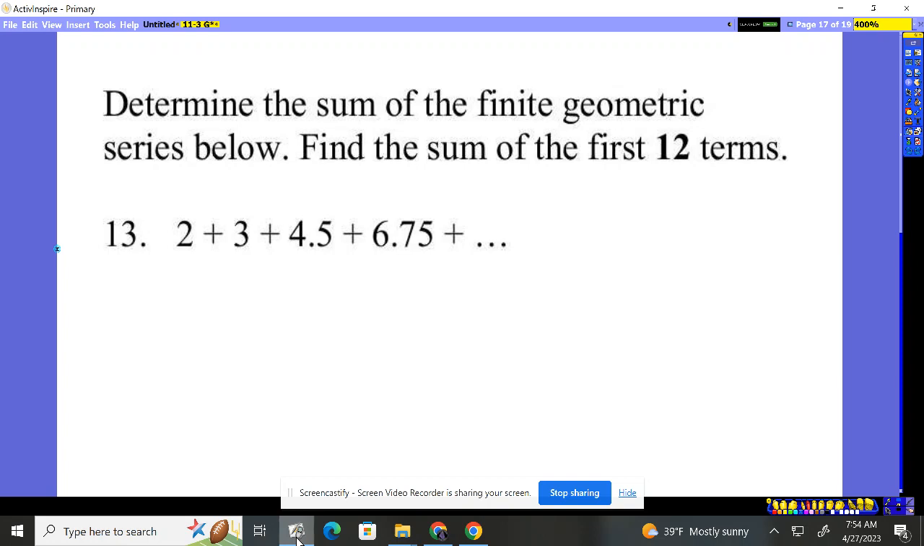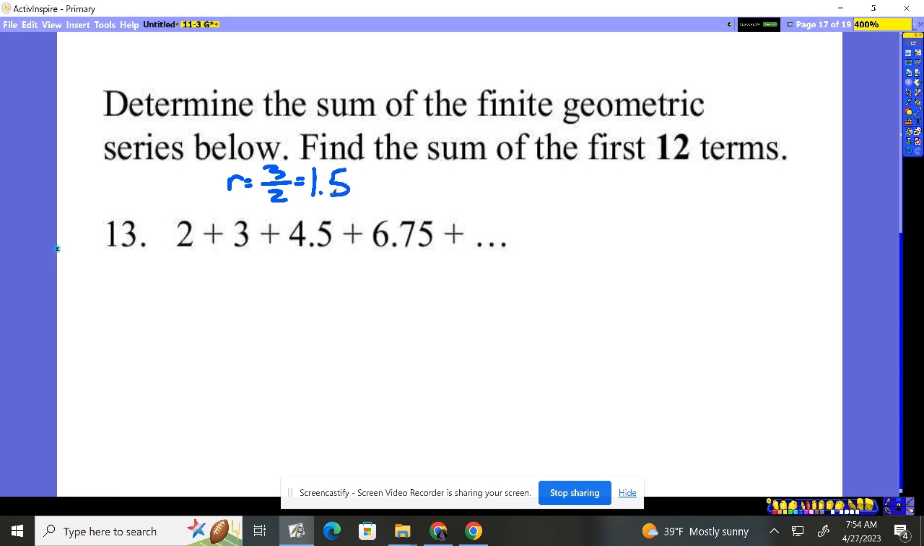Number 13, determine the sum of the first 12 terms here. So the only thing we really have to do is figure out, first of all, that it's a geometric series. It's going up. We're multiplying by something. What are we multiplying by? Well, how do we figure it out? Anytime you want to find the common ratio, just take your second term divided by your first. So it's 3/2, which is basically 1.5. You're multiplying by 1.5 every time.